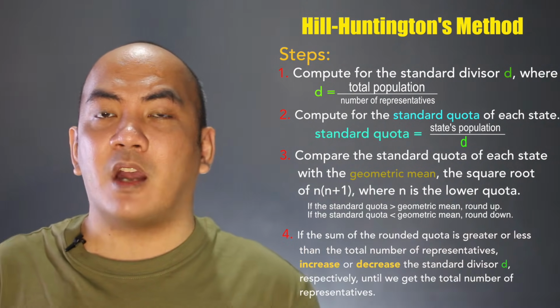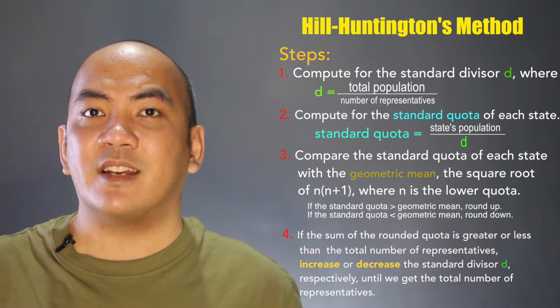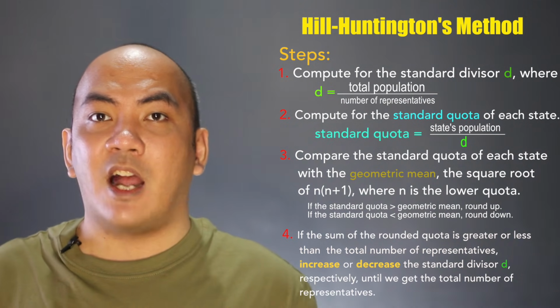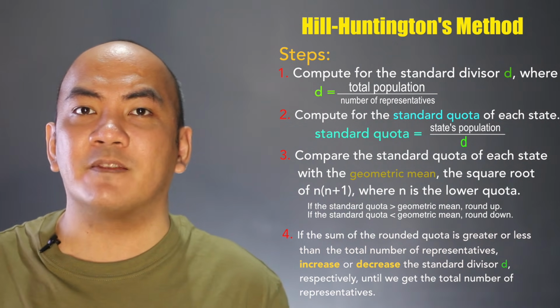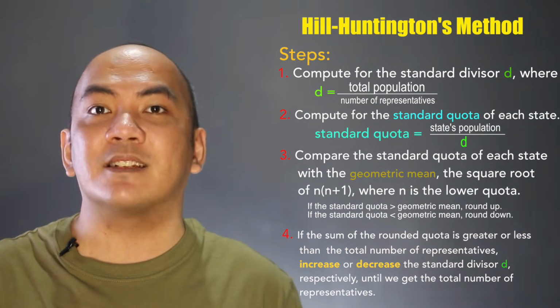Then we get the sum of the rounded quotas. If it is less than the total number of representatives, we decrease the standard divisor. And if the sum is more than the total number of representatives, we increase the standard divisor until the total number of representatives is achieved.